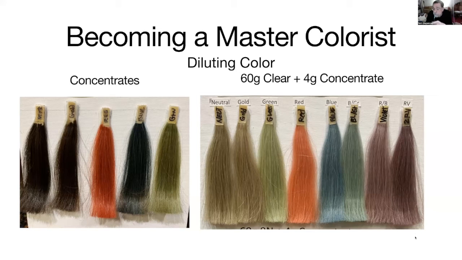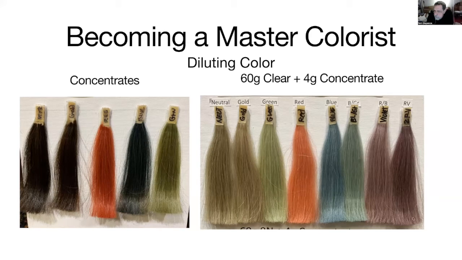Let's say I don't have a lighter level in that particular tone of color that I want. Not all color lines contain a level 6 or a level 7 or a level 8 in beiges, in red violets, in red oranges. So consequently, diluting it is another way of creating a level that you would not normally have.